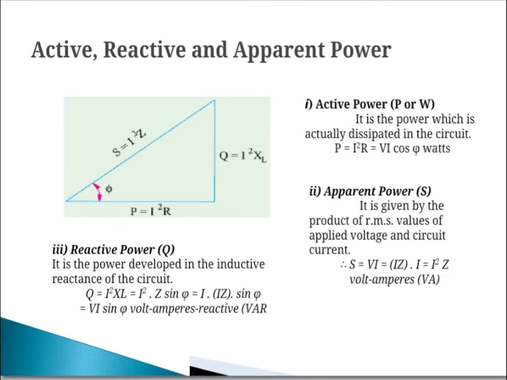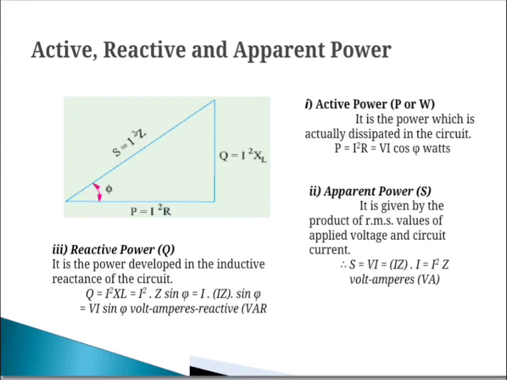The second one is the reactive power. It is the power developed in the inductive reactance of the circuit, and it is indicated by Q. The reactive power Q is given by VI sin phi, and the unit of reactive power is volt ampere reactive or kilovolt ampere reactive.